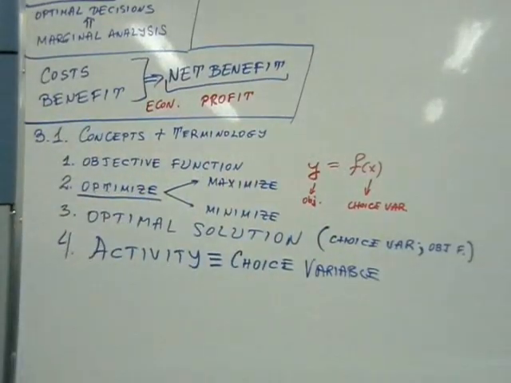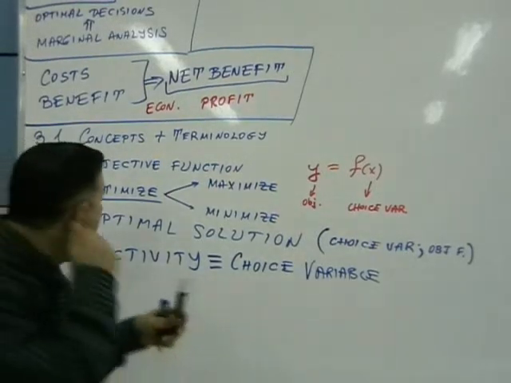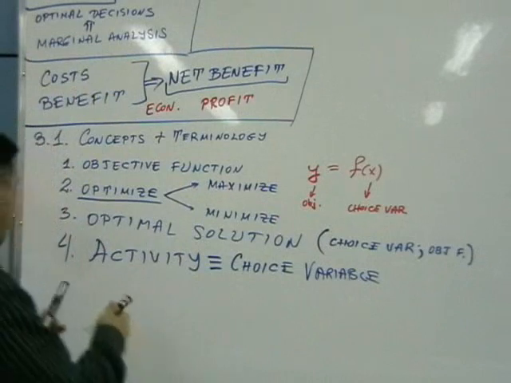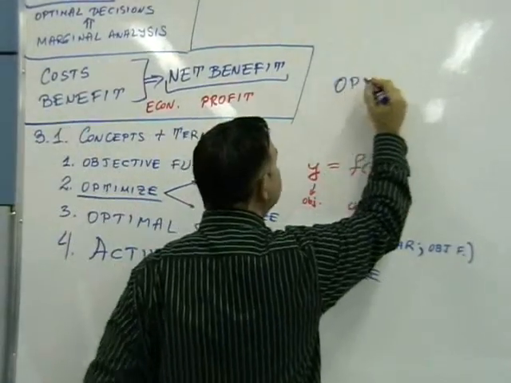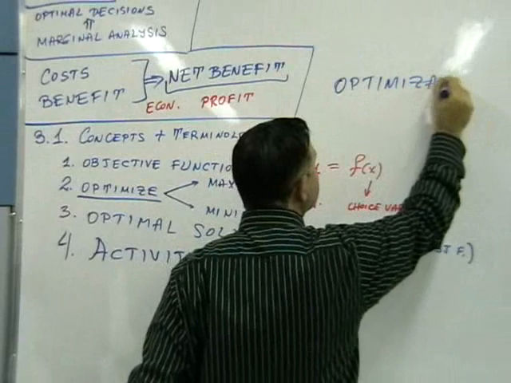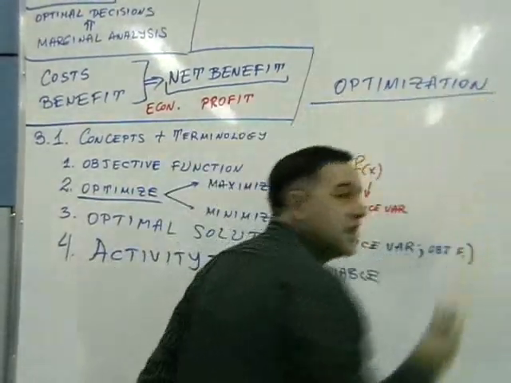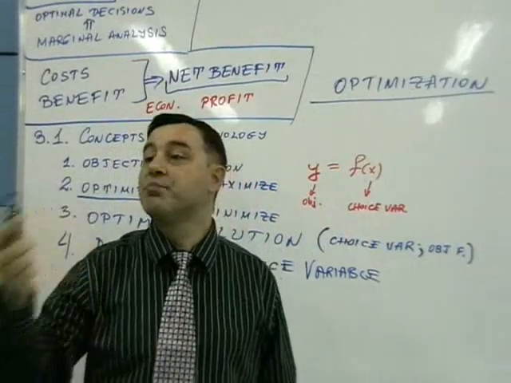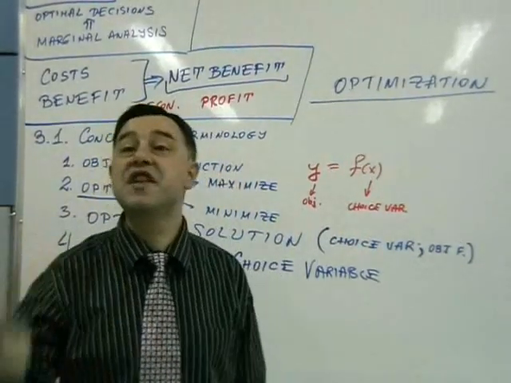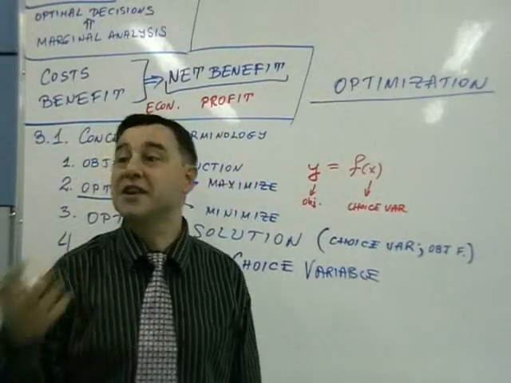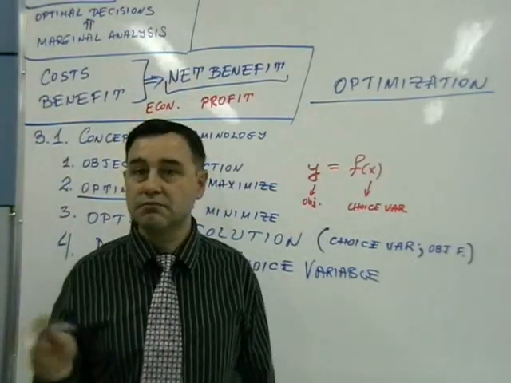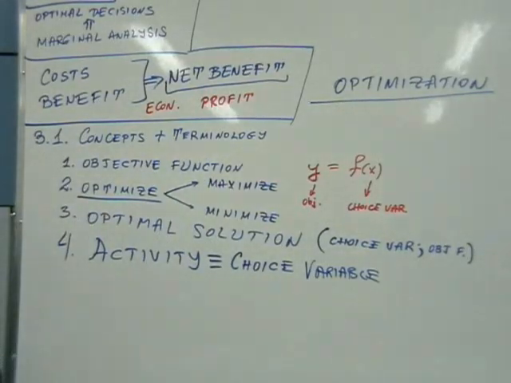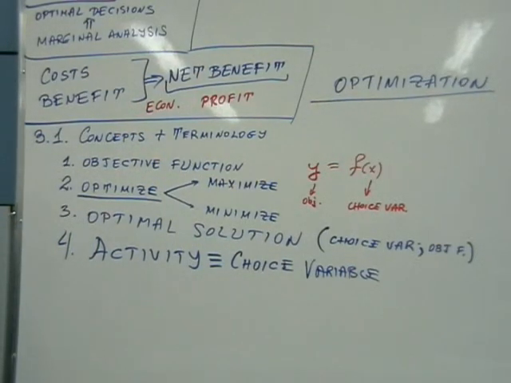All right, let's see what else we have. So the overall subject that we are doing right now, which I should have probably started with, is simply called optimization. Optimization is simply the branch of mathematics which deals with proper techniques to optimize specific functions. All right? Let's see what else. So, activities, choice variables, yes.